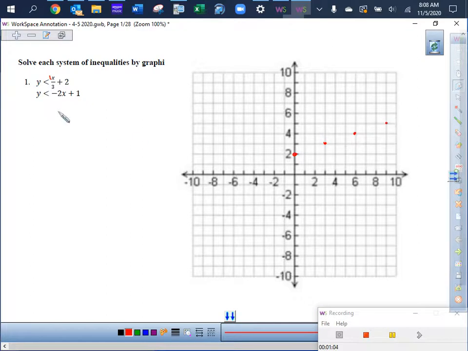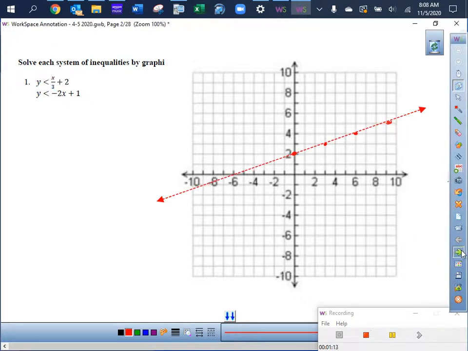Sometimes you can't. Remember, then you got to decide if you want a solid line or a dashed line. Because this does not have an equal to bar underneath, what do you think? Solid line or dashed line? Dashed line. So we'll make that dashed line.